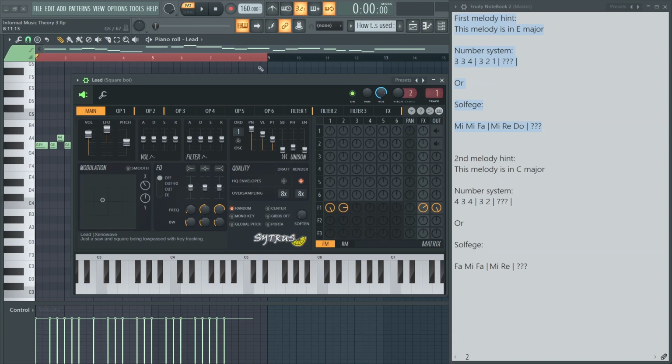I have the first 2 measures of the melody written out, so 3, 3, 4, 3, 2, 1, or mi, mi, fa, mi, re, do. And I'm going to play it first with the keyboard, and then I'm going to play the melody showing just the piano roll. Here's the melody. Okay, and here it is with the piano roll.